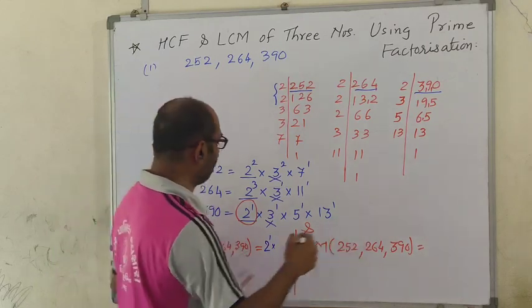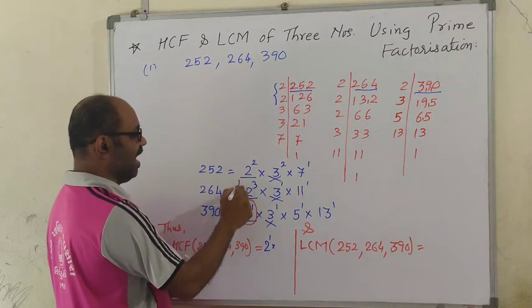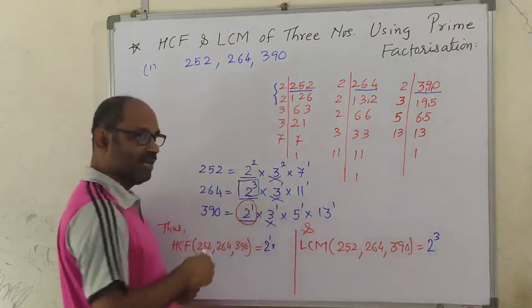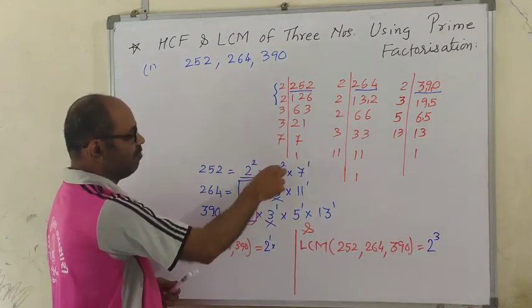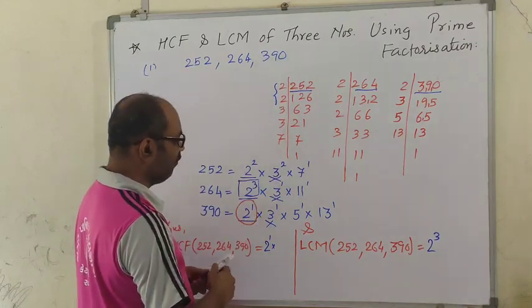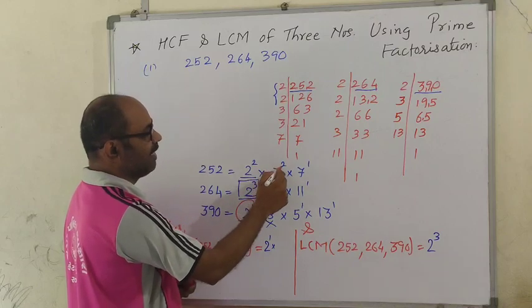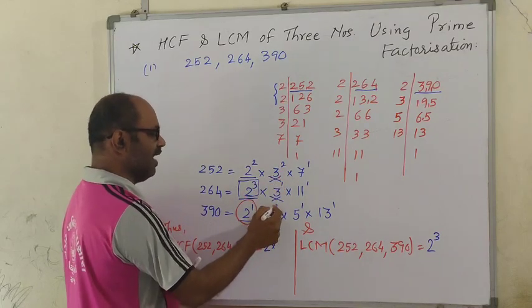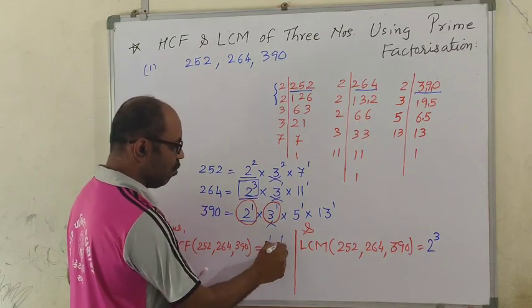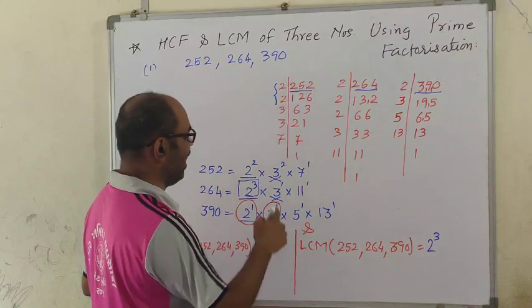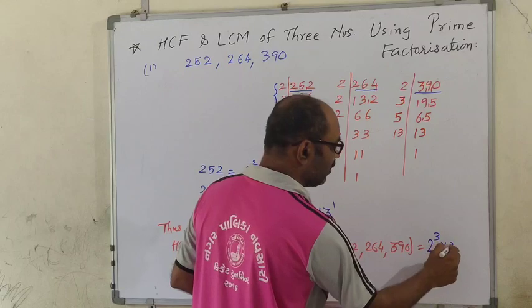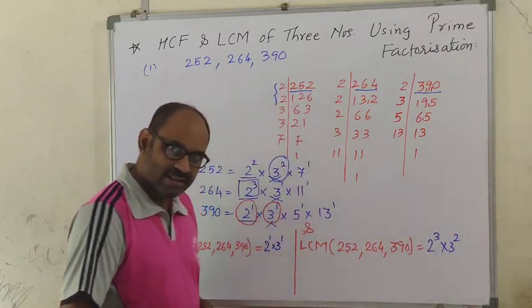For LCM, what will you choose? The power with the highest index, and that is 2 cube. So for LCM, 2 cube, and for HCF, 2 raised to 1. We have one more power with a common base. Correct? Okay. For HCF, what will you choose? The power with the lower index. Index is 2, 1 and 1, so you can choose any one here. It is 3 raised to 1. And for LCM, the power with the highest index, and that is 3 square. So write 3 square. Is that clear to you?